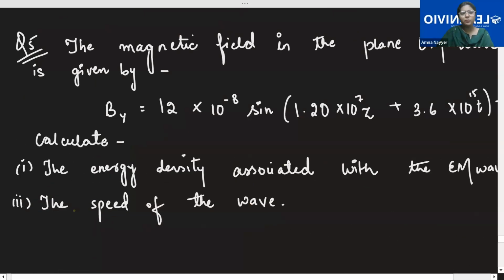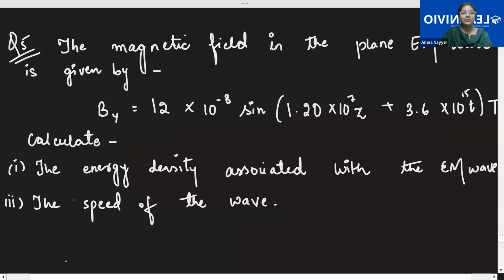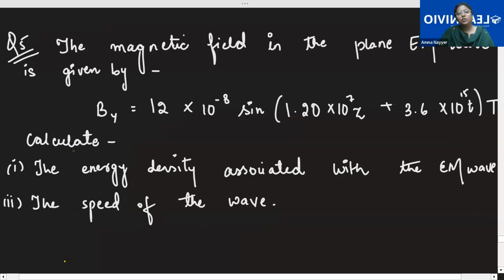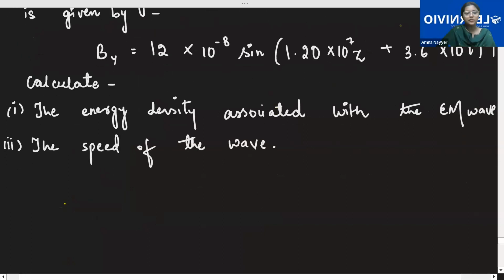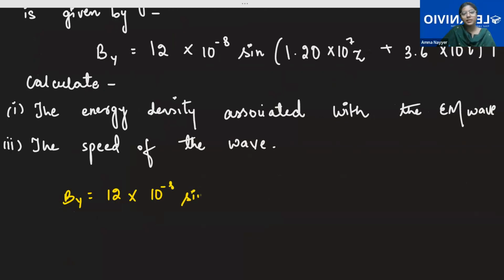The question above is from your dual nature chapter. So that time we'll discuss. Let's discuss this question. So the magnetic field is given to us. Let me rewrite this equation. By is equal to 12 into 10 to the power minus 8 sine of 1.2 into 10 to the power 7 z plus 3.6 into 10 to the power 15 t. This much is the value.